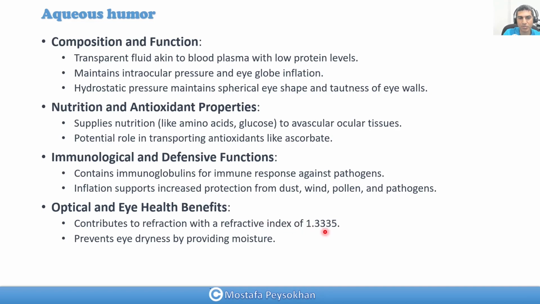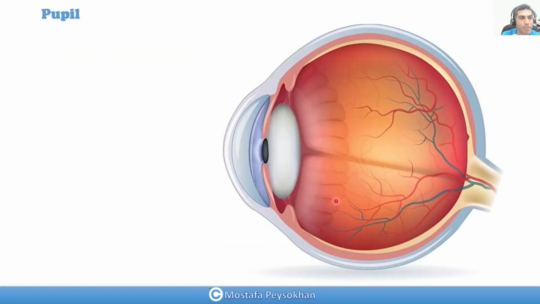And as I mentioned, the refractive index is pretty close to the water, and it prevents the eye from dryness because it has a lot of moisture inside. And I think the liquid in between is changing after a while, but it's not a constant thing that you have from the time you're born. Some liquid goes in, some liquid gets out, so it's not constant water that remains there forever.